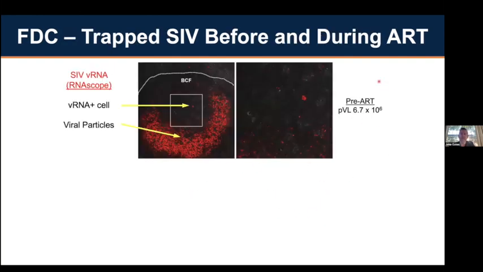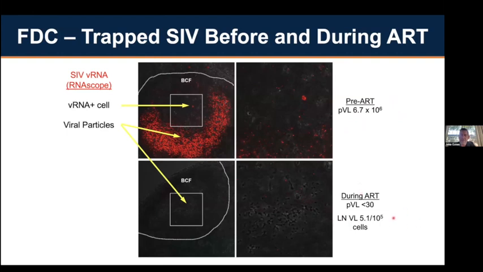So this is an example of an animal that had nearly 7 times 10 to the 6 copies of viral RNA per mil of plasma. This is what this animal's lymph nodes look like. Lots of deposited virus on the FDC. You see infected cells within this region.